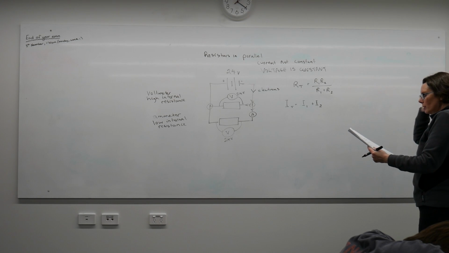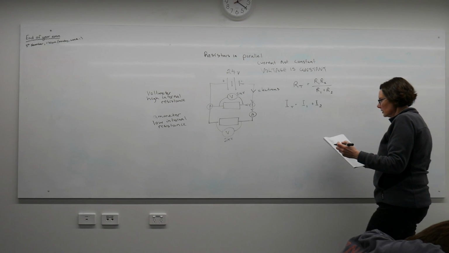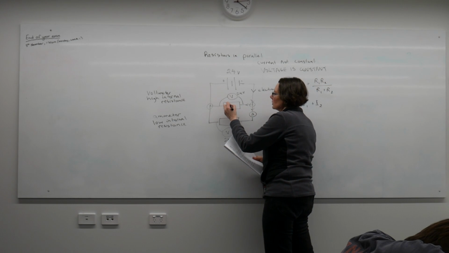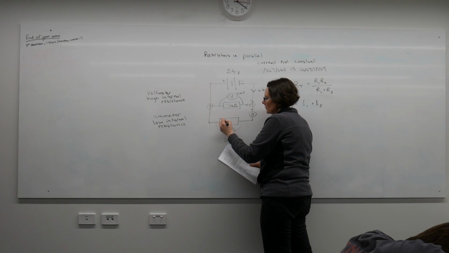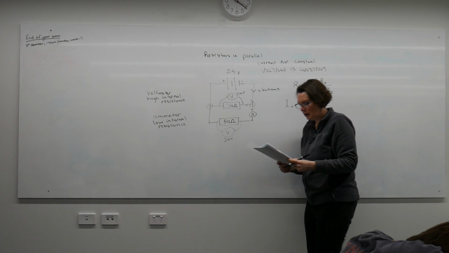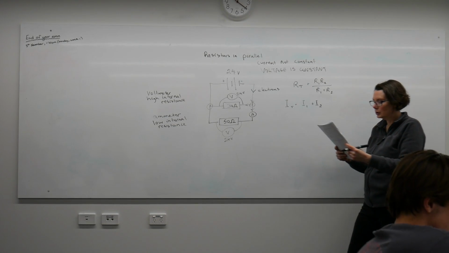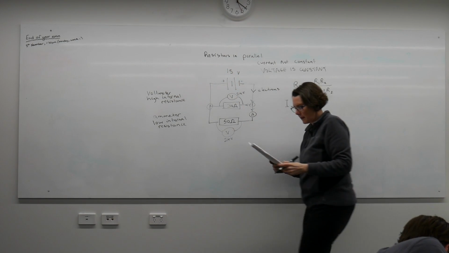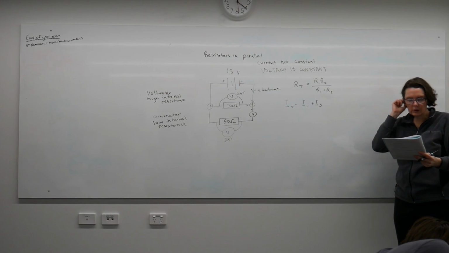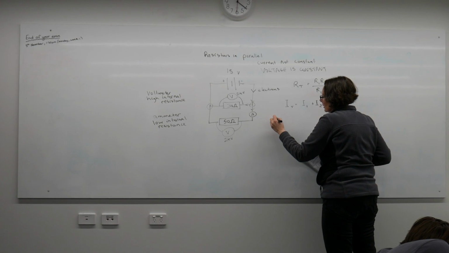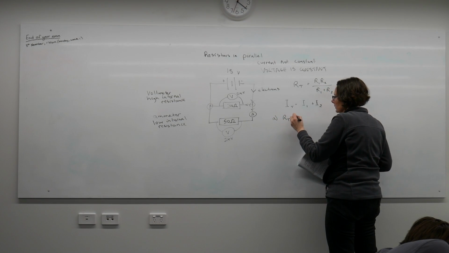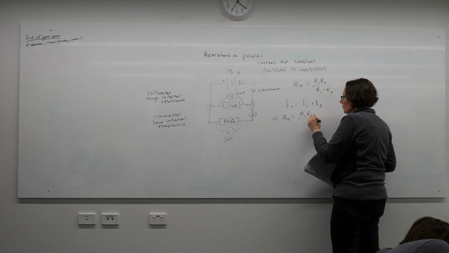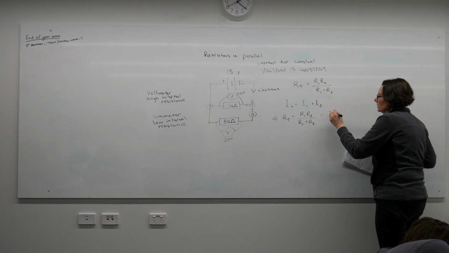Okay, so our worked example: we've got two resistors, one of them's 30 ohms, this one's 50 ohms, and they're connected in parallel in a circuit to a 15-volt power pack. Determine the total resistance of the circuit. That's our first job. So A, RT equals R1 times R2, divided by R1 plus R2. So that's 30 times 50, divided by 30 plus 50.